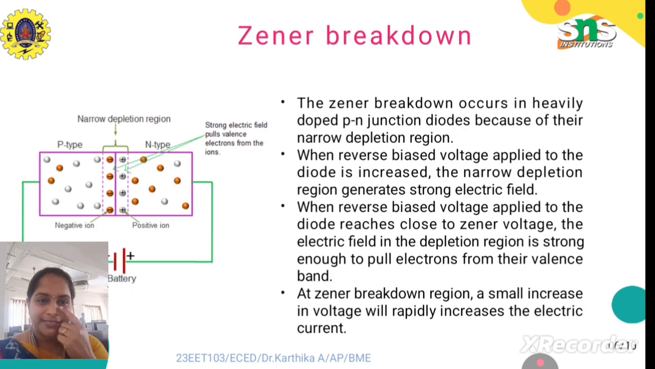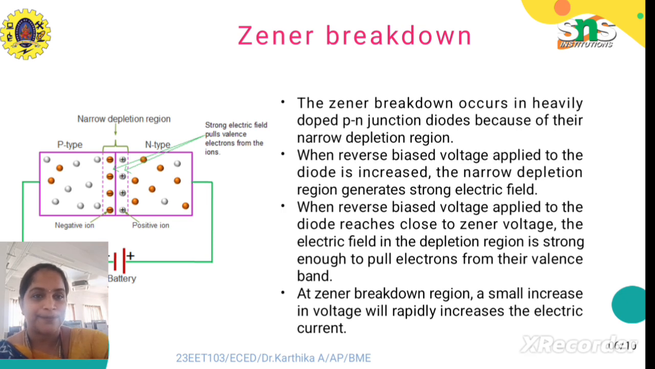And what do you mean by Zener breakdown? Zener breakdown occurs in heavily doped PN junction diodes because of their narrow depletion region. When the reverse biased voltage applied to the diode is increased, the narrow depletion region generates a strong electric field. When the reverse biased voltage reaches closer to the Zener voltage, the electric field in the depletion region is strong enough to pull electrons from their valence band. At the Zener breakdown region, a small increase in voltage will rapidly increase the electric current.